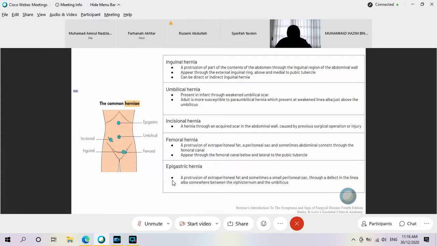Okay, and next is the umbilical hernia. As you can see in the picture, it is at the umbilical region.